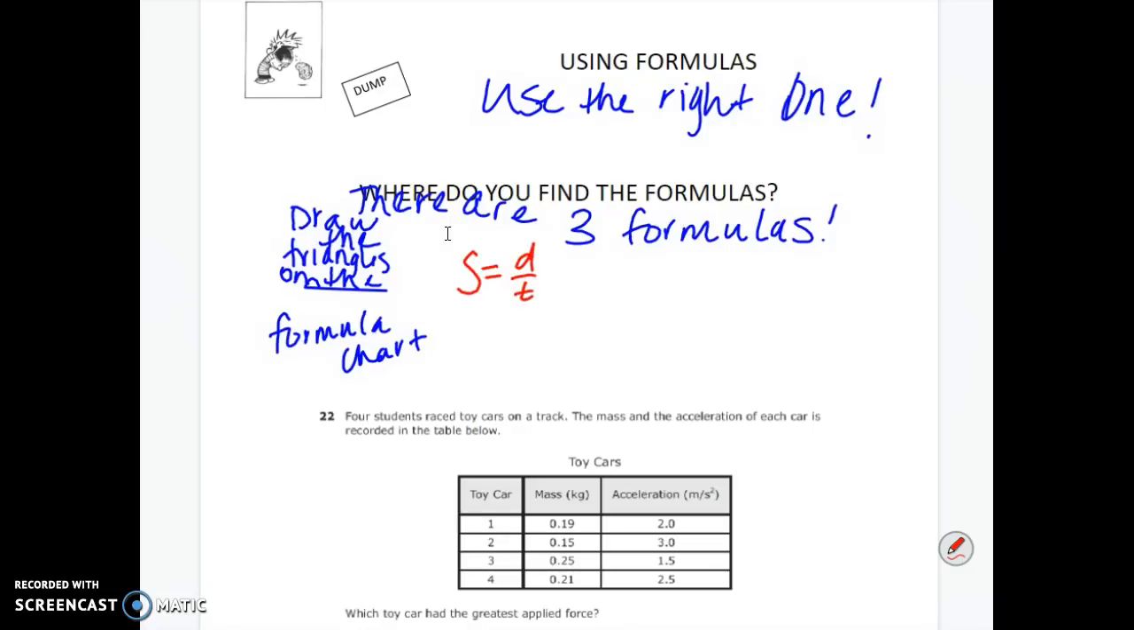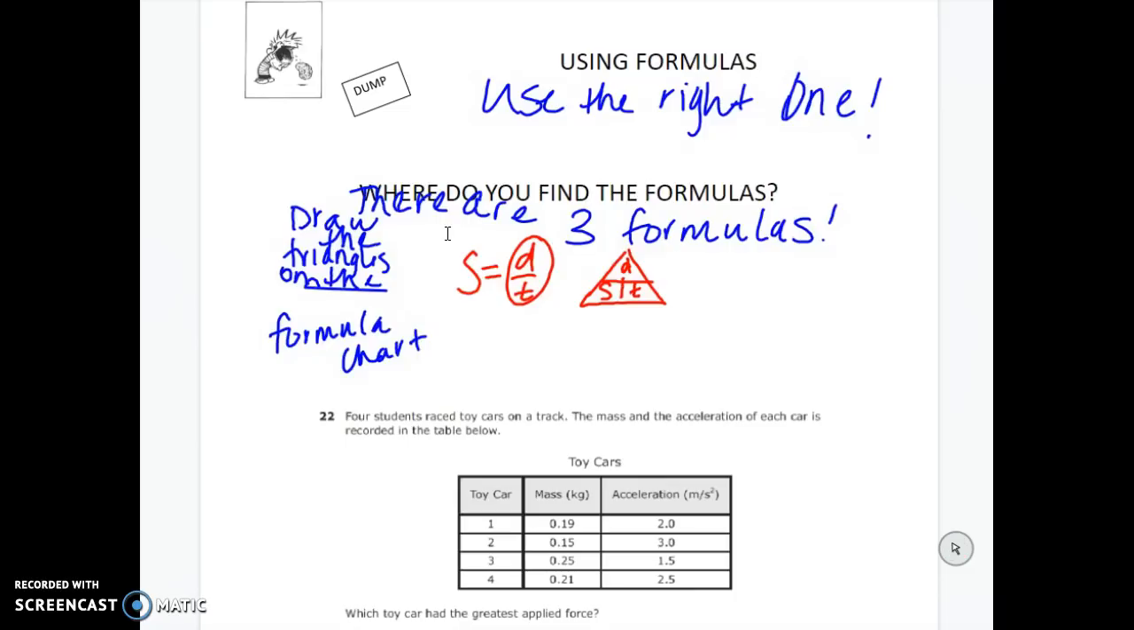time. Anytime you're drawing your triangles, make sure the right side of the equal sign is identical on the triangle. So for this formula, we have the D over the T, so that means the D has to be on top, and the S and the T have to be on the bottom.